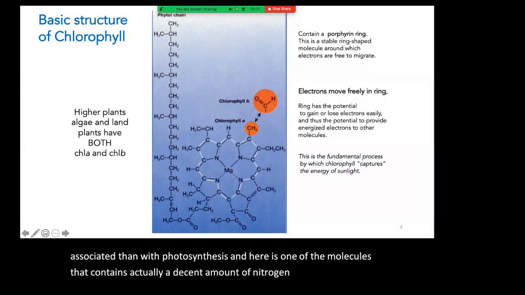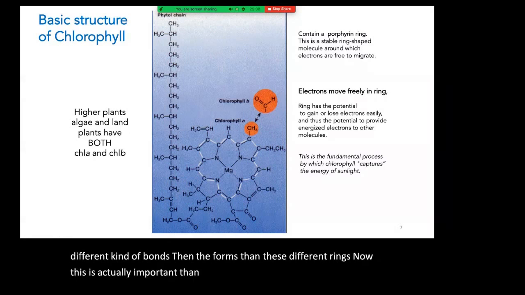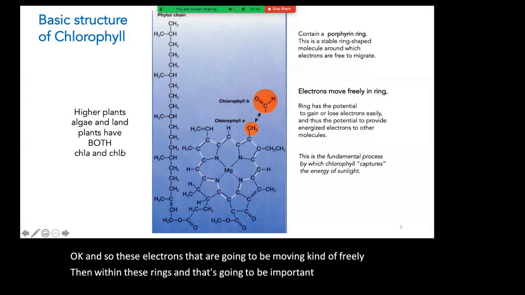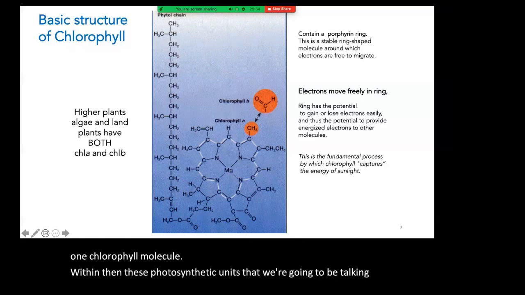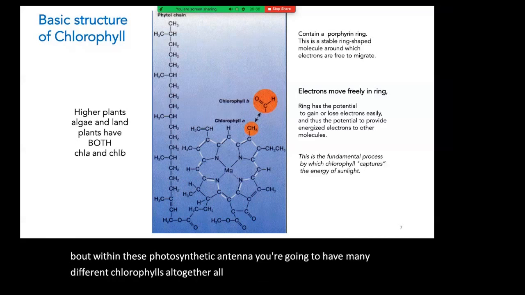Now notice this is also a ring-like structure. We have this magnesium, nitrogen, carbon all linked together in a series of bonds that form these different rings. Now this is important for harvesting this electron. And so these electrons are going to be moving freely within these rings, and that's going to be important. So this is just one chlorophyll molecule. Now, within these photosynthetic units that we're going to be talking about, within these photosynthetic antennae, you're going to have many different chlorophylls all working together to harvest the sun.